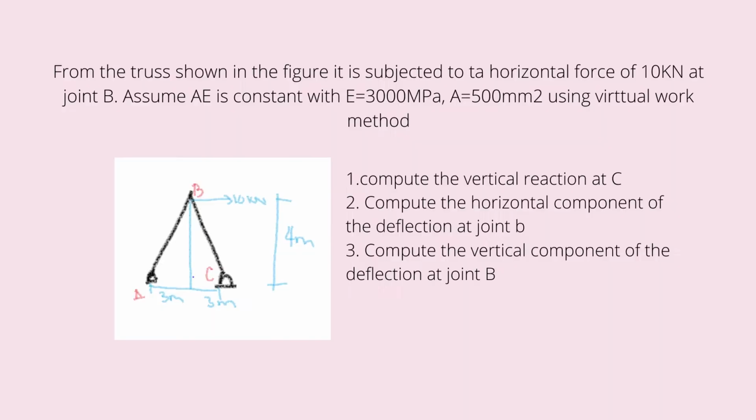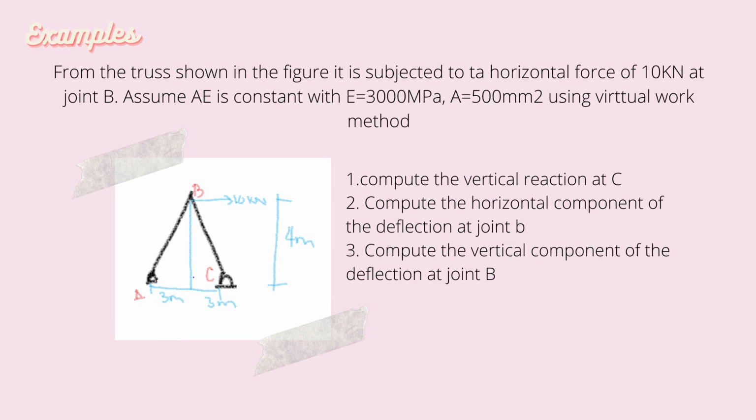For example number 1, the truss shown in the figure is subjected to a horizontal force of 10 kN at joint B. Assume that AE is constant with E equal to 3000 MPa and A equal to 500 mm squared, using the virtual work method.